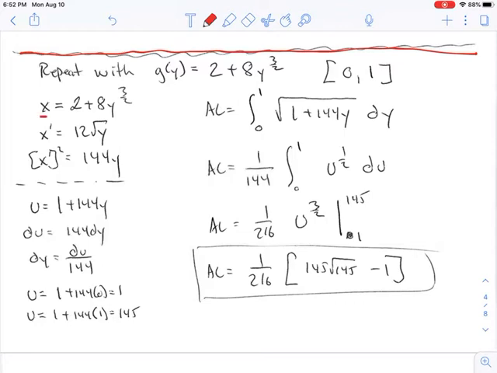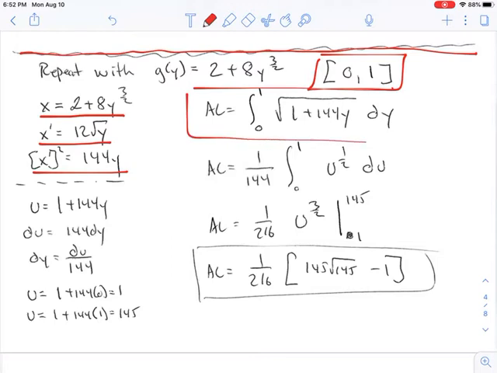So here's my original function, x in terms of y. Taking the derivative of it, we get 12 square root of y. Squaring it, we get 144y. We have our bounds of integration, 0 and 1, so we put all of that together into our integral.